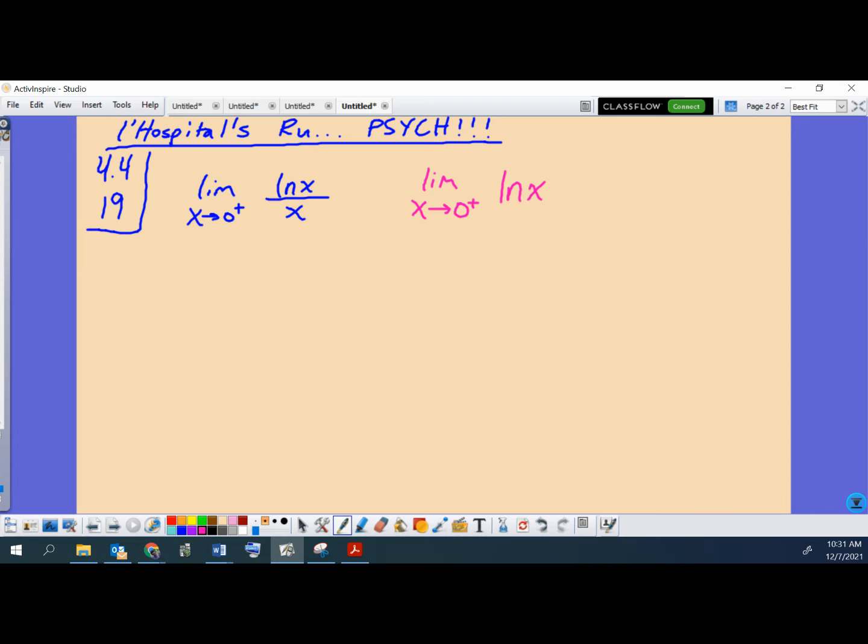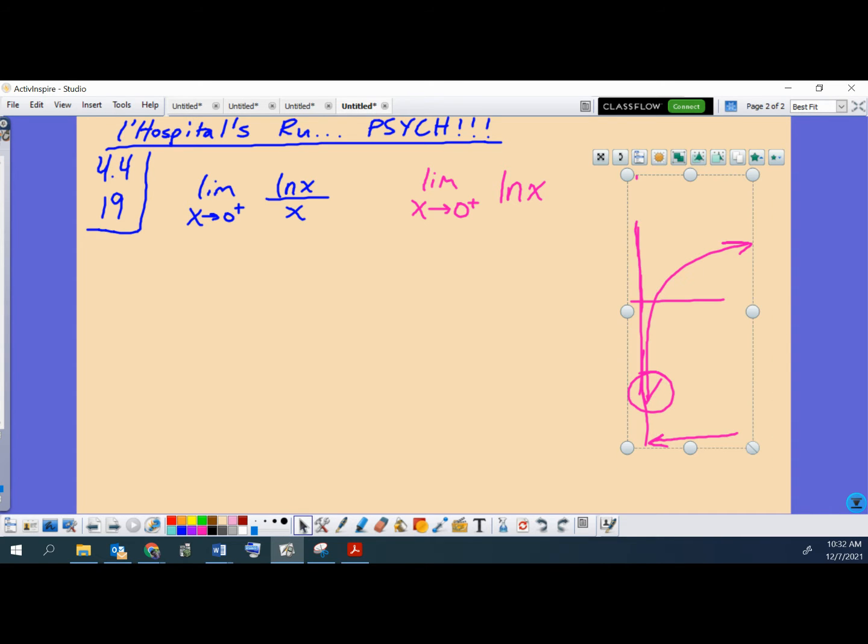In this case, though, the limit as x approaches 0 from the right of natural log of x is not 0. If you picture the natural log of x, parent function, that's what this is, right? Y equals natural log of x. It looks like that. It's got a vertical asymptote at x equals 0. And so as x approaches 0 from the right, that function is approaching negative infinity. So that's what that limit is.